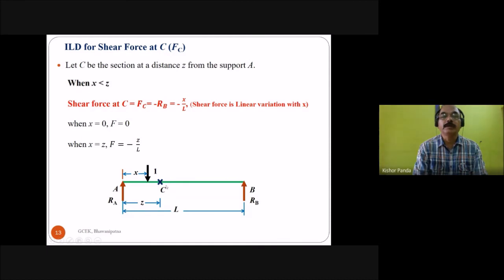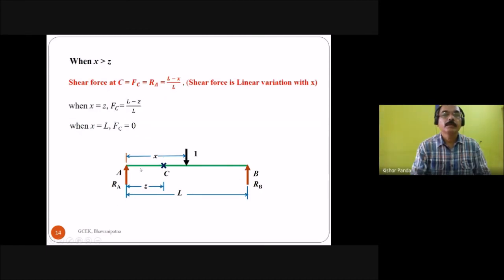When the unit load is present between B and C, that is X is greater than Z, you have to find out the shear force at C by considering the left portion of C. Here you see this is RA. Due to this reaction at A, the shear force at C is equal to RA. FC is equal to RA, but you know RA is equal to L minus X by L.